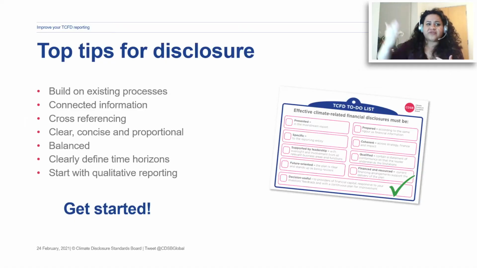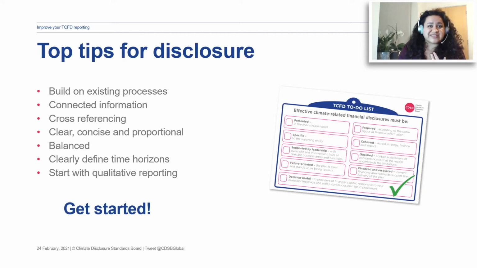So I've been talking for a very long time, and I hope that those examples give you something to take away and to think about. And just to finish off, we just wanted to give you a few top tips for disclosure, reiterating what we've said in the last 2 webinars. Build on your existing processes, think about how climate differs and the specificities of climate and what you need to change within your processes potentially.